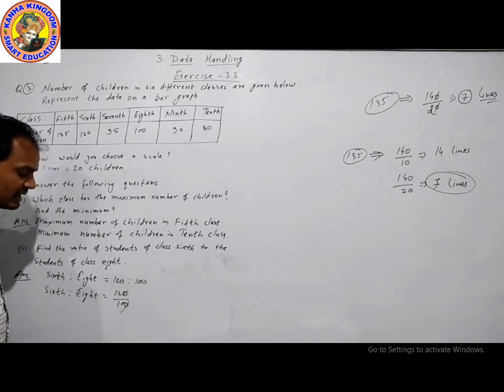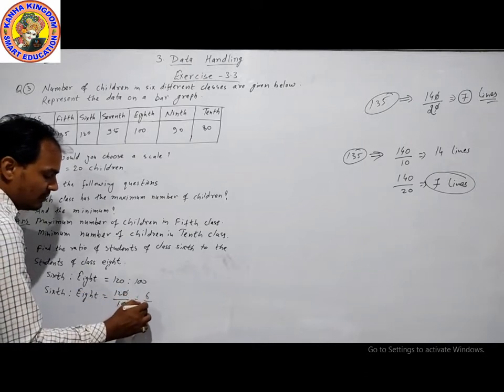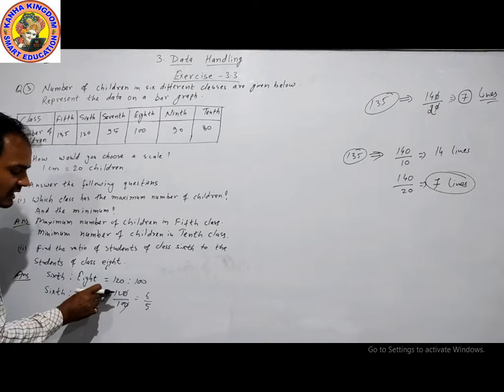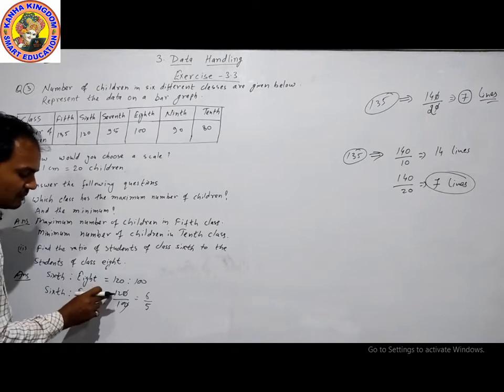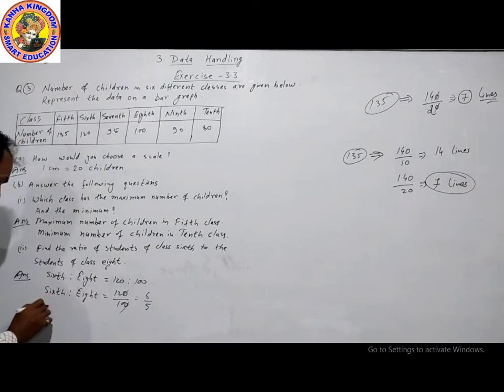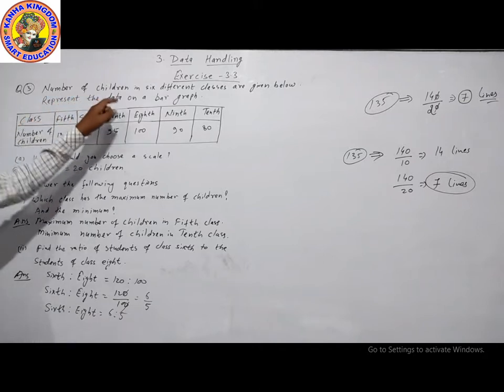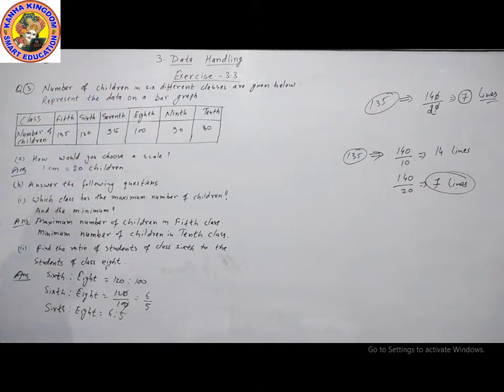12 and 10 can be cut by 2. 12 by 2 is 6, 10 by 2 is 5. So the 6th ratio 8th is equal to 6 ratio 5. This is our answer. Now represent the data on a bar graph.